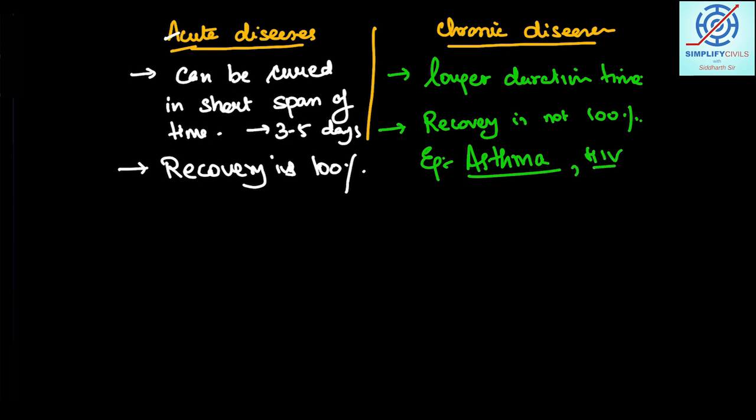HIV is chronic too. It can go on for a long number of days, and the life of the person can be at stake. Sometimes a person infected with HIV may die in 3 months, and even a person suffering from HIV can live for 5 years also. So that depends on the virus, the magnitude with which the virus is impacting the organism and how the virus is replicating in the body. Those things can be the reason for this.